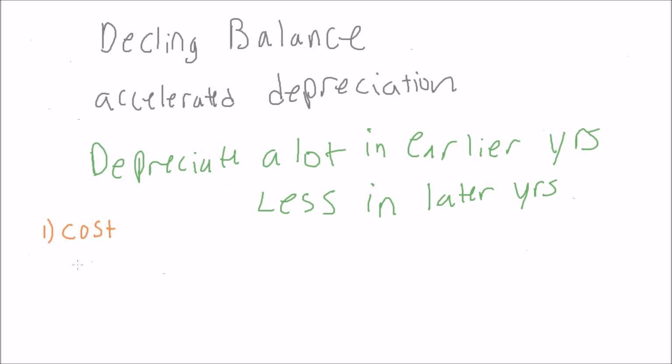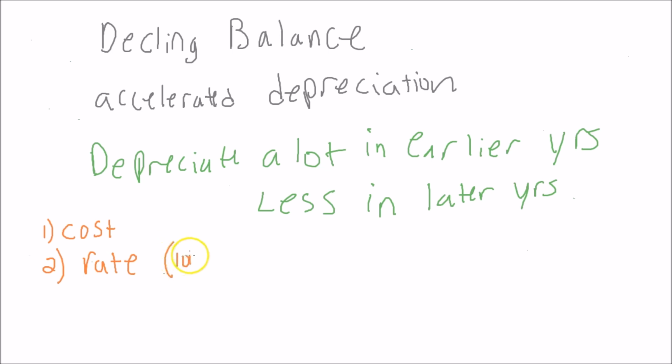It could be paying off property taxes that you inherited. It could be installation costs or shipping costs or insurance, that kind of stuff. Whatever is needed to get that asset ready. Now the second step here, we need to go ahead and get our rate of depreciation. How do we do that?